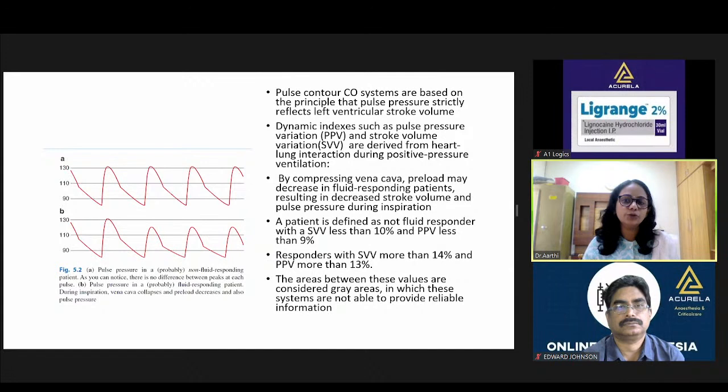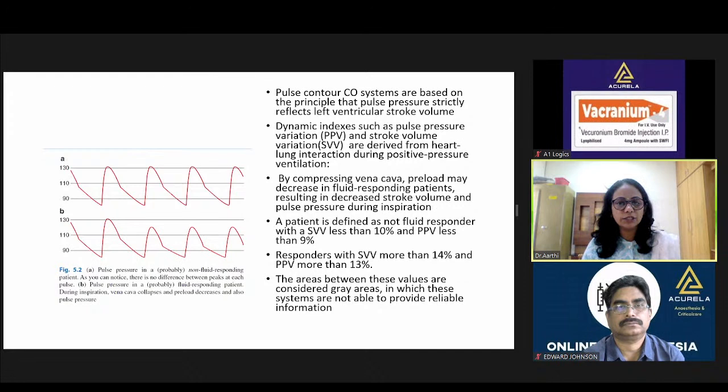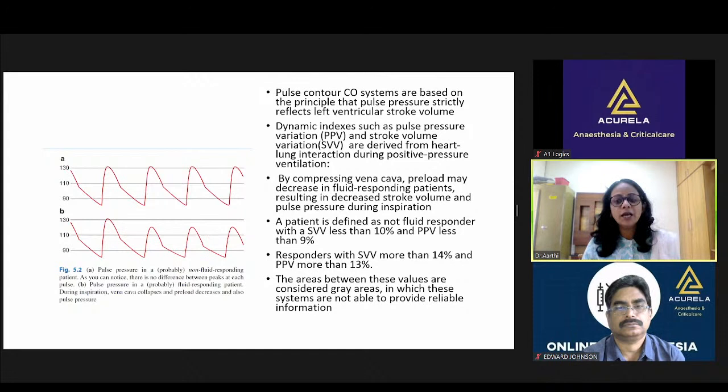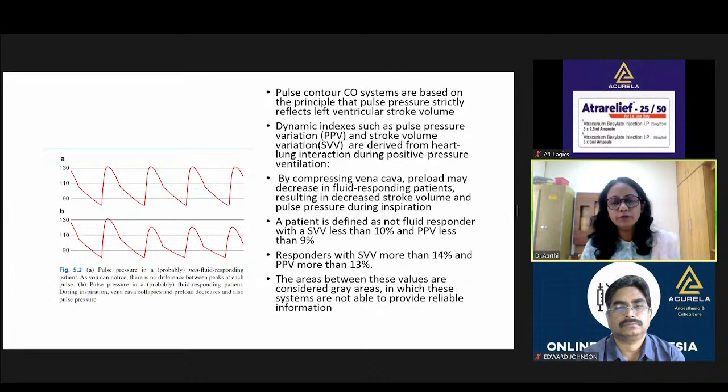So what happens during positive pressure ventilation is that the vena cava is compressed, and preload is decreased in fluid responsive patients, which results in a decrease in the stroke volume, and hence a decrease in the pulse pressure during inspiration. A patient is defined as a fluid responder if the decrease is greater than 13% from the baseline with respect to pulse pressure and more than 14% with respect to systolic pressure variation or stroke volume variation.